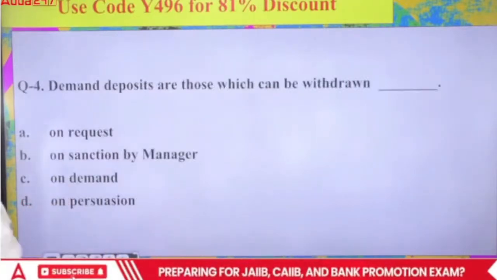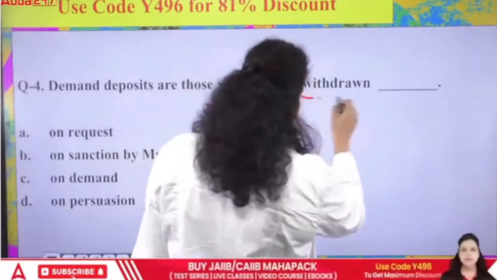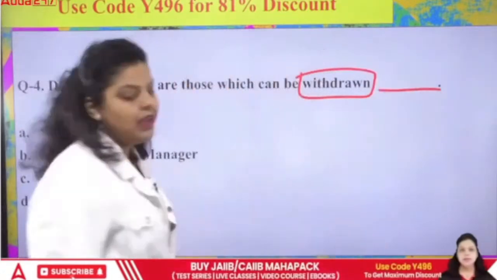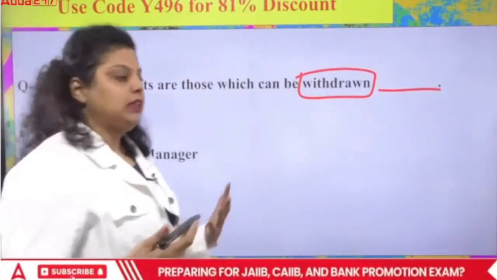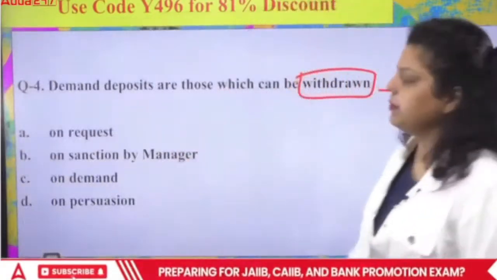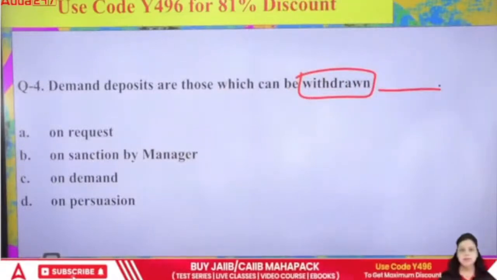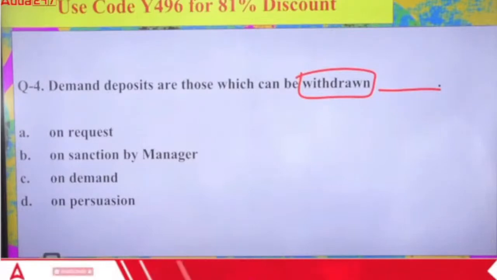Next, demand deposits are those which can be withdrawn dash. So when will the bank allow the customer to withdraw their money in case of a demand deposit? First, on request; second, on sanction by manager; third, on demand; or fourth, on persuasion.